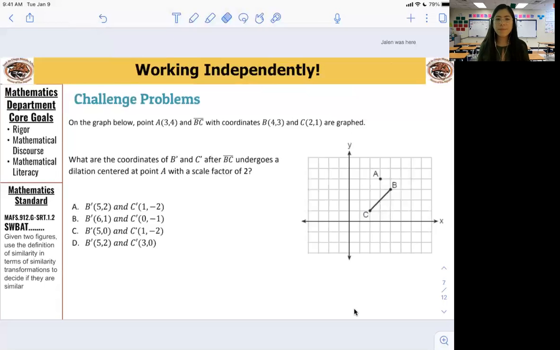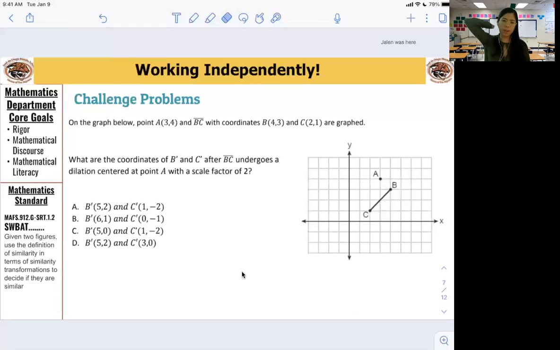On the graph below, point A (3, 4) and BC with coordinates B (4, 3) and C (2, 1) are graphed. What are the coordinates of B prime and C prime after BC undergoes a dilation centered at point A with a scale factor of 2?